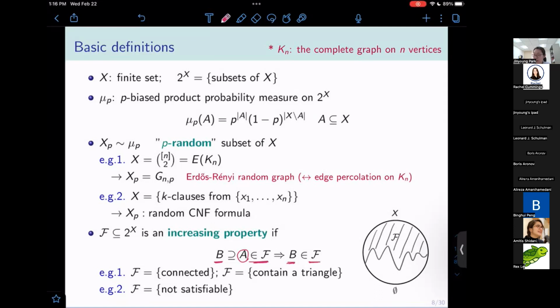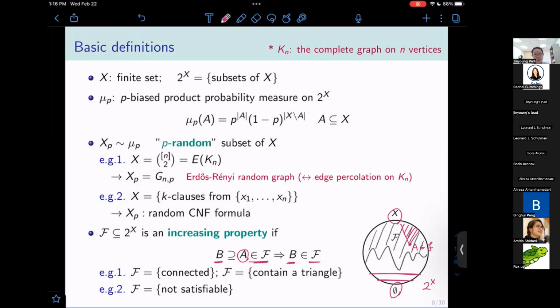If we draw a picture of 2 to the X with the natural poset structure, we have the empty set at the bottom and the entire set on the top. In the first layer, we have all of the singletons, in the second layer, we have all of the doubletons, etc. In this case, the picture of an increasing property looks like this, what's on the screen. Whenever we have a set A that is a member of F, then everything that contains the given set A is also contained in F. So this is a picture of an increasing property.